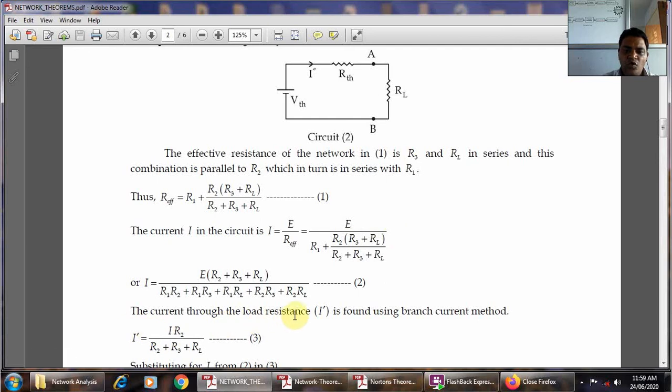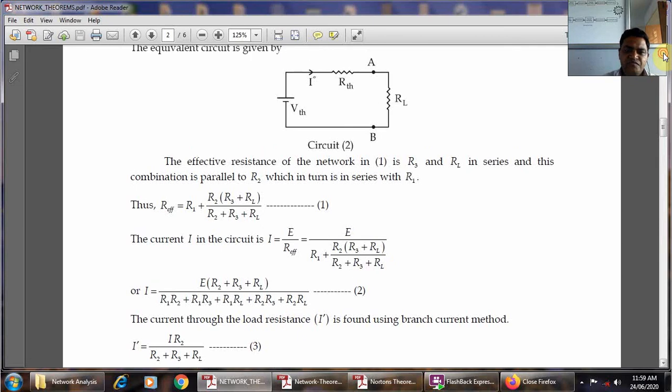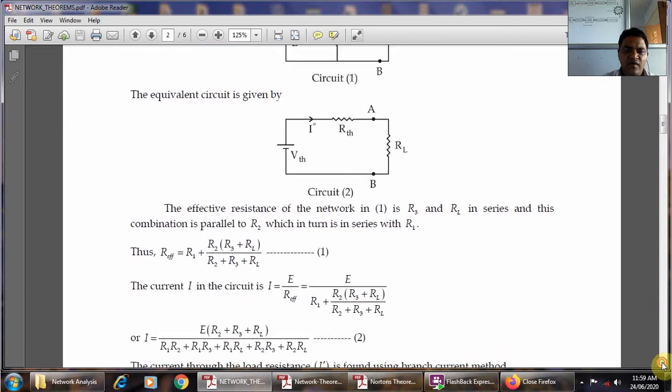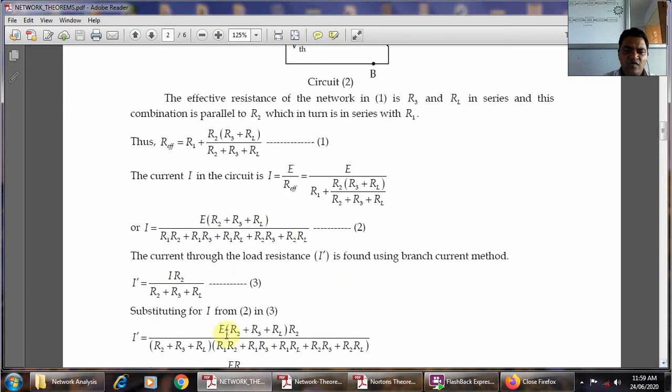Then the current flowing through the load resistance, from this figure, is I dash. For this I dash, according to the current divider rule, the opposite resistance upon the total resistance into the total current flows through this circuit. Hence the current through the load resistance I dash is equal to the opposite resistance R2 upon the total resistance R2 plus R3 plus RL, into the total current I, and the total current I is given in equation number 2.